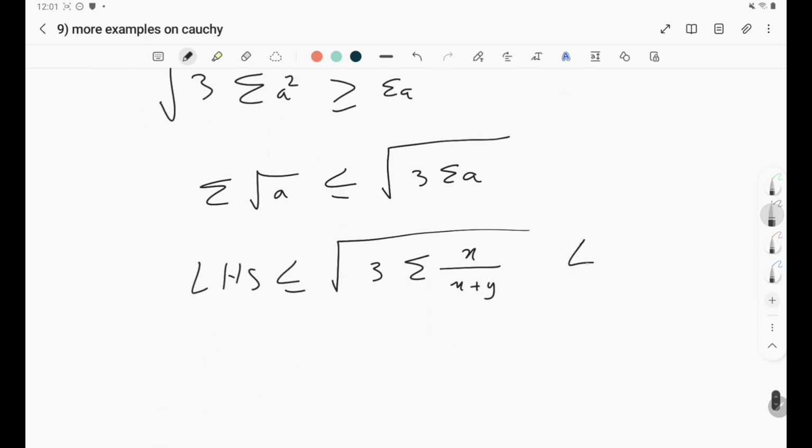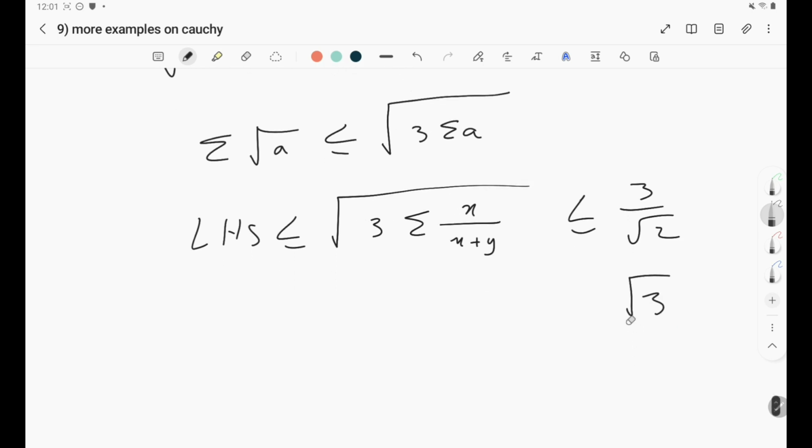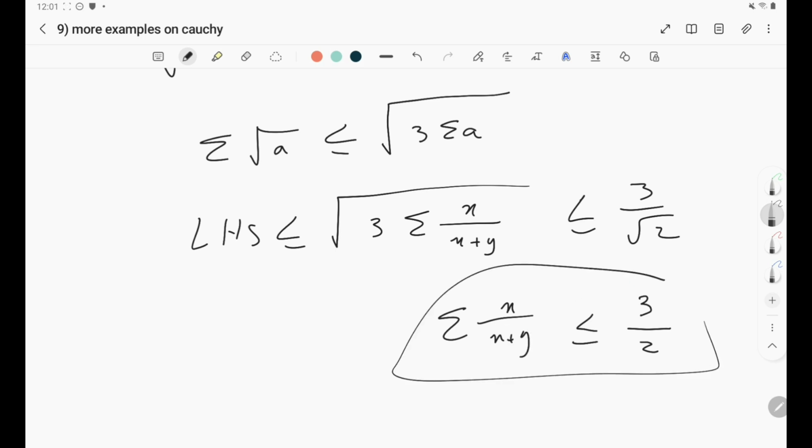Now if you think about this, this will cancel, and we're going to have root 3 here and 3 over 2. Basically, if we just square both sides, we're going to get 3 over 2, like that. Unfortunately, this thing also does not work. You can check it.